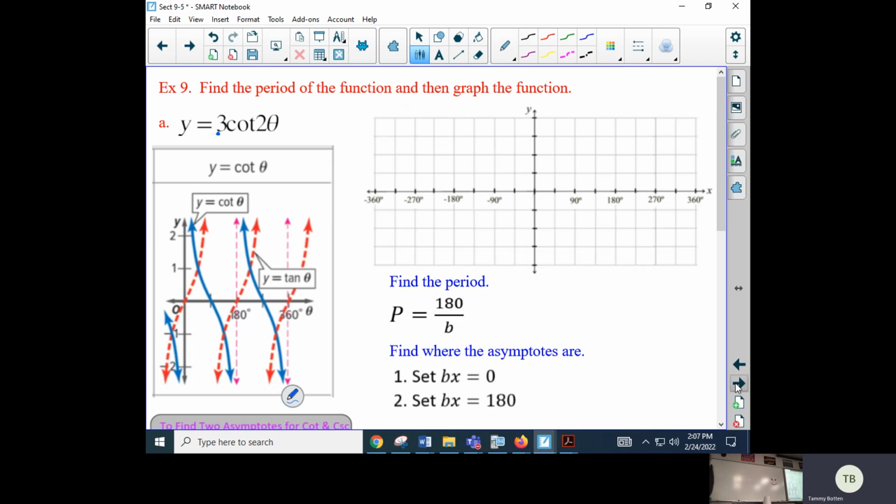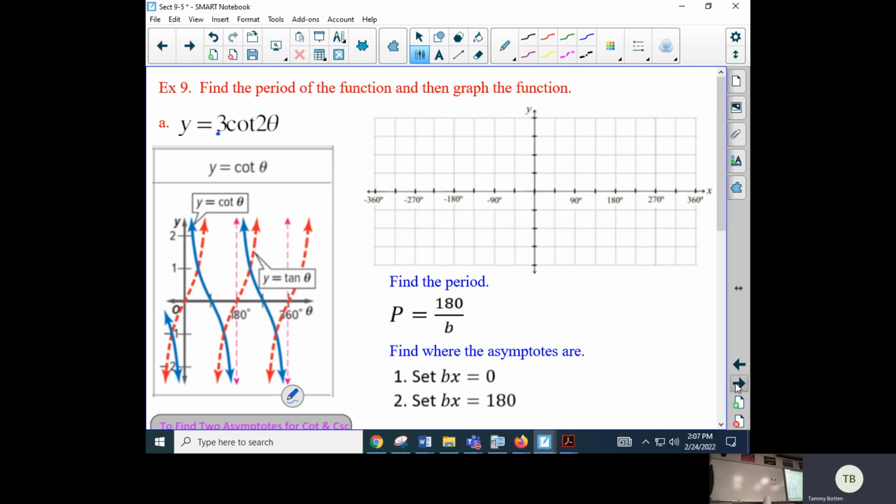If they ask you for any of the six, the only two that you list the amplitude on are sine and cosine. If it asks you for the amplitude of cotangent, you say none, okay? Even if it has a 3 in front, you still write none, okay?